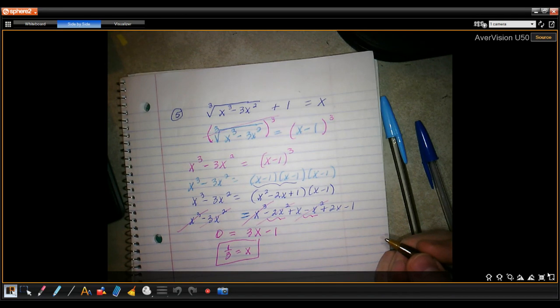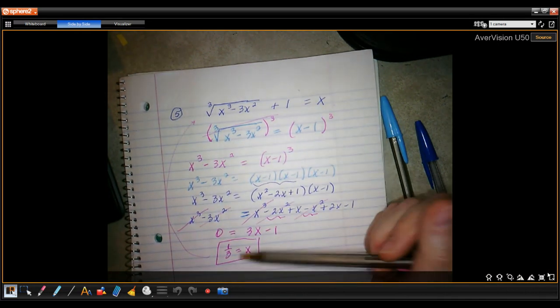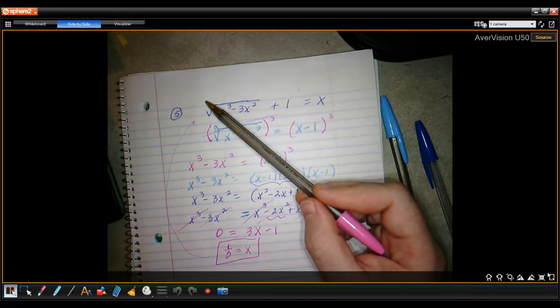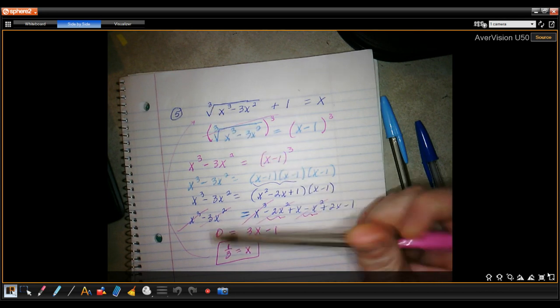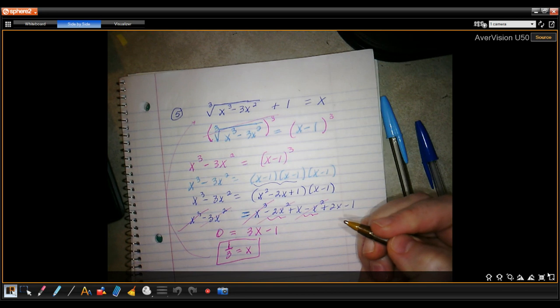If you plug it back in, it will work out. I've already done it. But you should go in and check to make sure. But the cool thing is, unless there's something really crazy, you can take the cube root of a negative number. Otherwise, it should work. Usually that's the holdup.